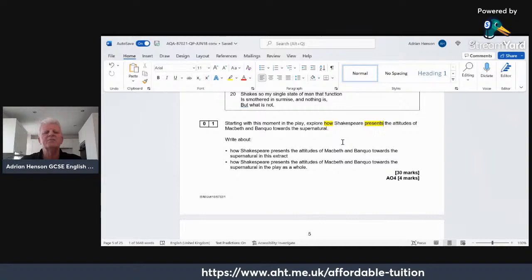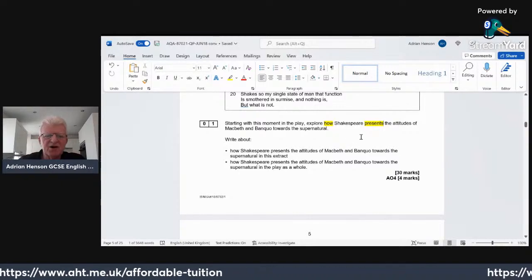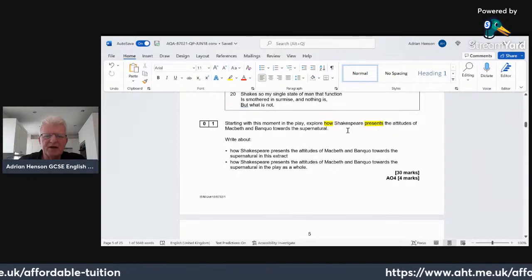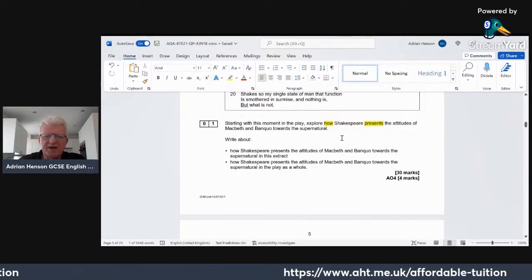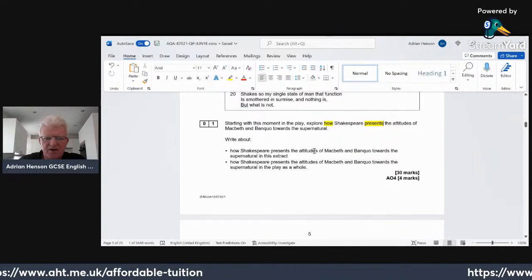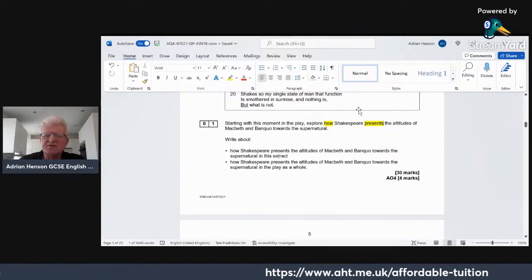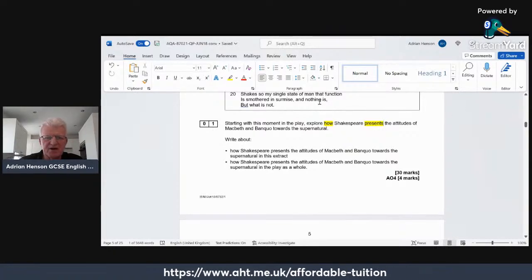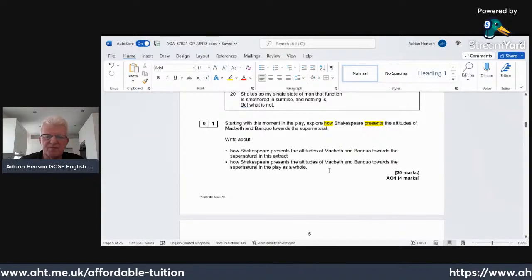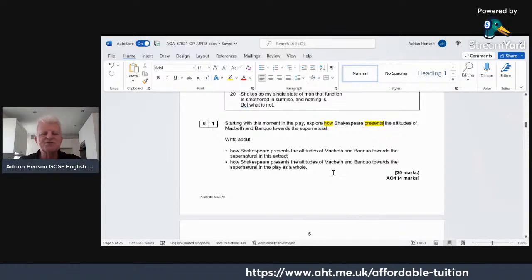Now, when you think about this particular question, it starts off with this moment in the play, explore how. And then in the bullet points, it reiterates that how Shakespeare presents in the extract. So you've got, how does Shakespeare present in this extract their attitude to the supernatural, and then how Shakespeare presents the attitudes of Macbeth and Banquo towards the supernatural in the play as a whole. So there are two parts to it.